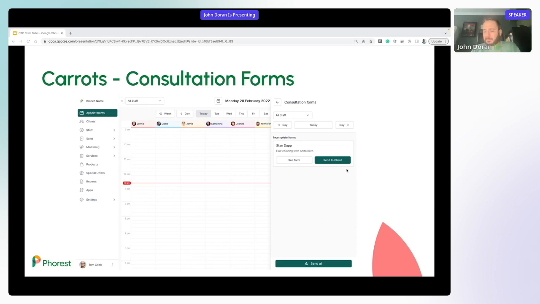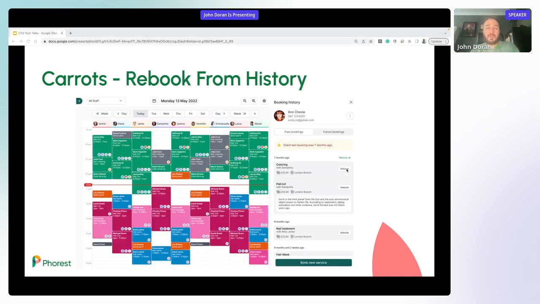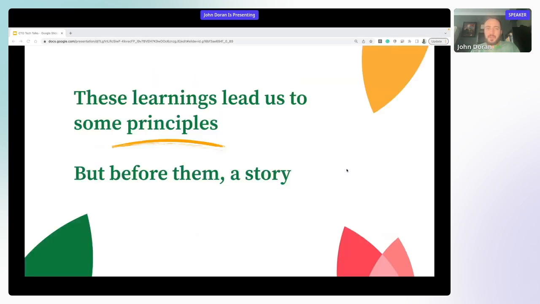So all these carrots drew people to the new app. It was a great learning for us in terms of listening to feedback and addressing them rather than just copying everything like for like. Again, another one, rebooking from history. So there are some principles and learnings from these, but before I tell you them, just a little story, okay?